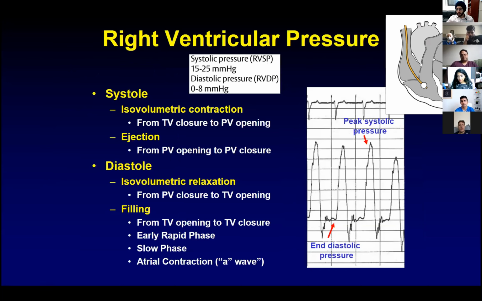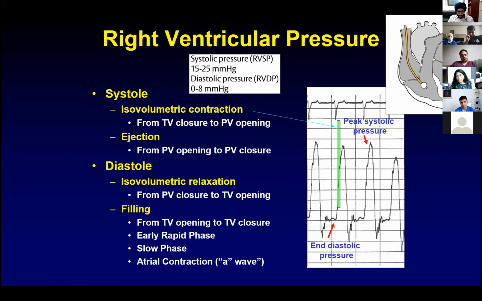Coming to the RV, in an RV waveform you're going to see a systolic component and a diastolic component. The systolic component consists of isovolumetric contraction followed by ejection, which is this upstroke that we're seeing over here. The diastolic component has isovolumetric relaxation, and after the tricuspid valve opens, you'll see filling. In the filling phase, there's an early rapid phase and a slow phase, and then the atrial contraction.